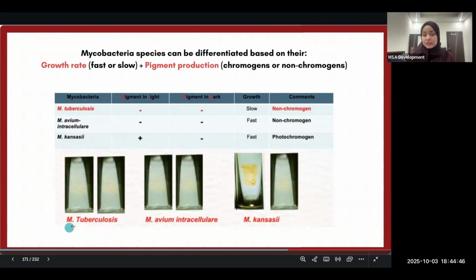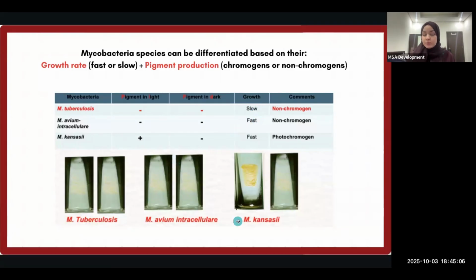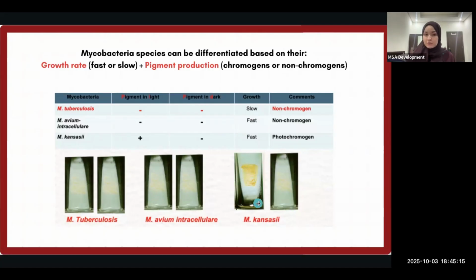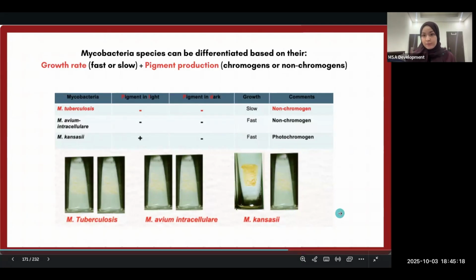Mycobacterium tuberculosis, as you can see, whether it's in the light or not, it did not produce a pigment, so it's non-chromogenic. Mycobacterium avium, same thing, did not produce pigment. However, this is fast growing. So Mycobacterium tuberculosis was slow growing. Avium is fast growing. Mycobacterium kansasii, or whatever that is, this one is photochromogenic, so it does produce a pigment when exposed to the light. And it is also fast growing.